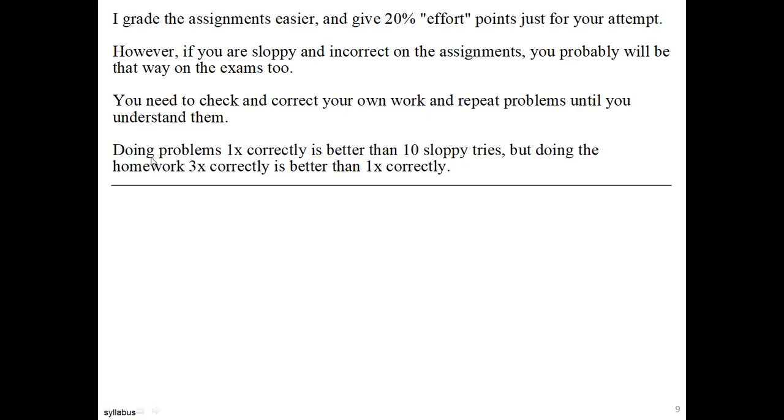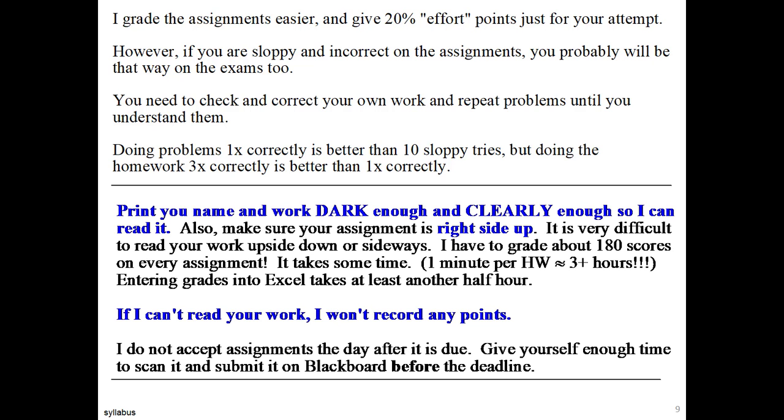Okay, so I put down here, doing the problems one time correctly is better than doing 10 sloppy tries. If you just do it wrong over and over and over, you might as well not even try it. In fact, it reinforces the bad result. But if you do it 3 times correctly, that's even better than 1 time correctly. So I always encourage people to repeat it, even if you get it right. I did that often as a student, and I did pretty well in school.